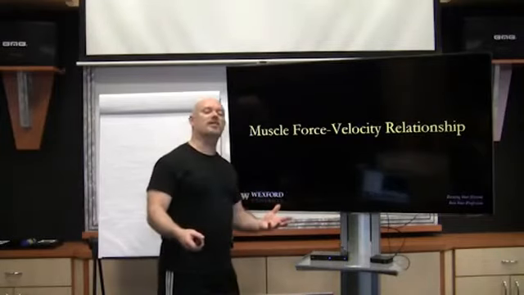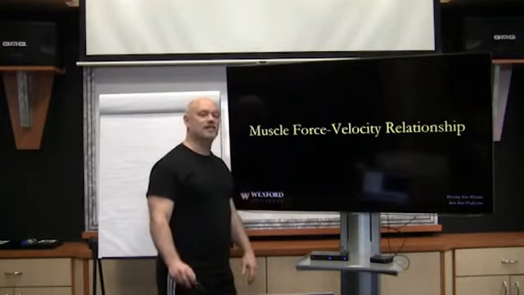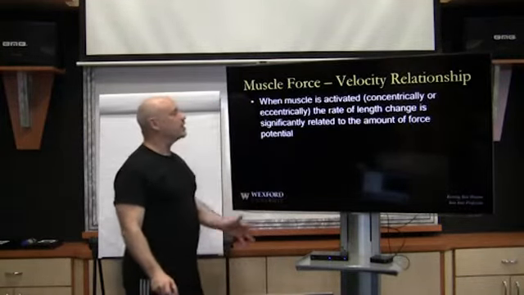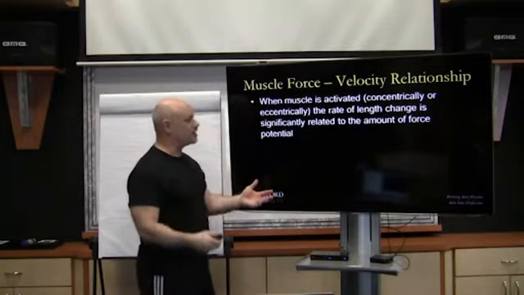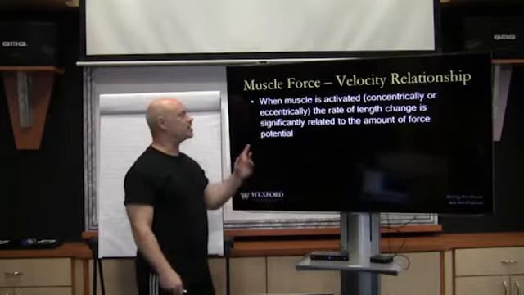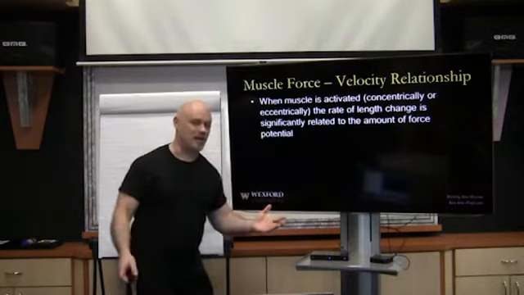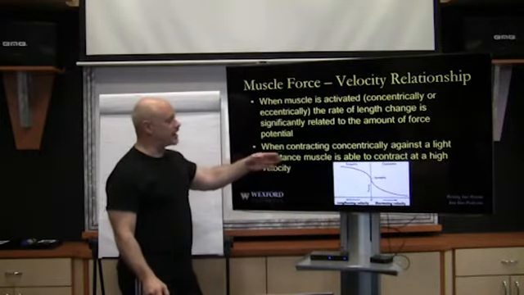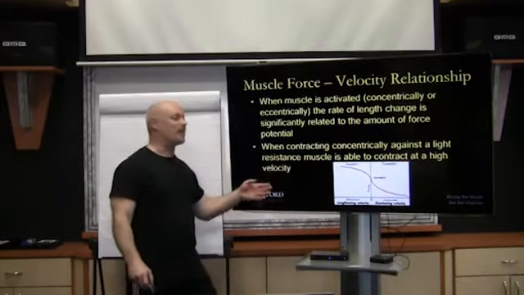Now the last section of Learning Module 2, we're going to be talking about muscle force velocity relationships. Now what is it? When the muscle is activated, either concentrically or eccentrically, the rate of length change is significantly related to the amount of force potential. So what does that mean? When contracting concentrically against a light resistance, the muscle is able to contract at a high velocity.